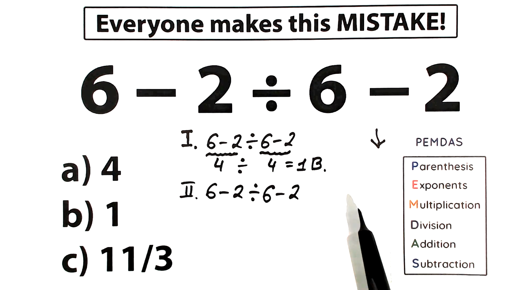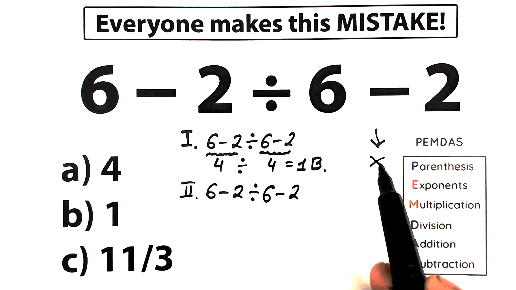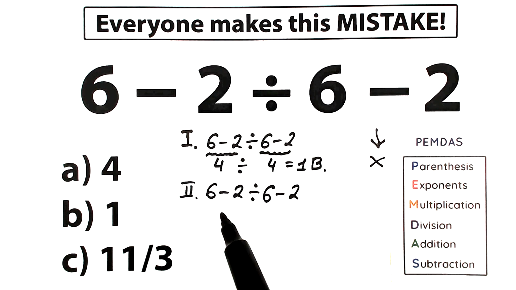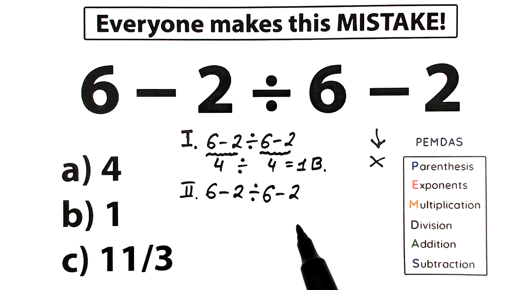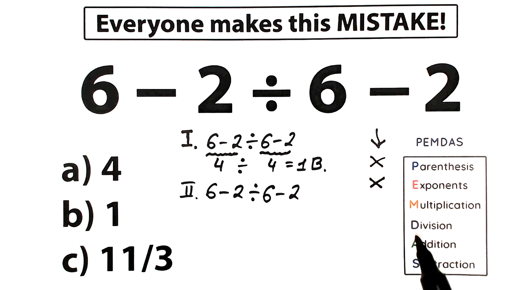So let's do this. Parentheses at first. I don't see any parentheses, so we just skip this part. We don't have any parentheses. Exponents, what about exponents? Maybe 6 squared, maybe 2 cubed right here. I don't see any exponents, so we just skip this part as well. We don't have any exponent group right here.